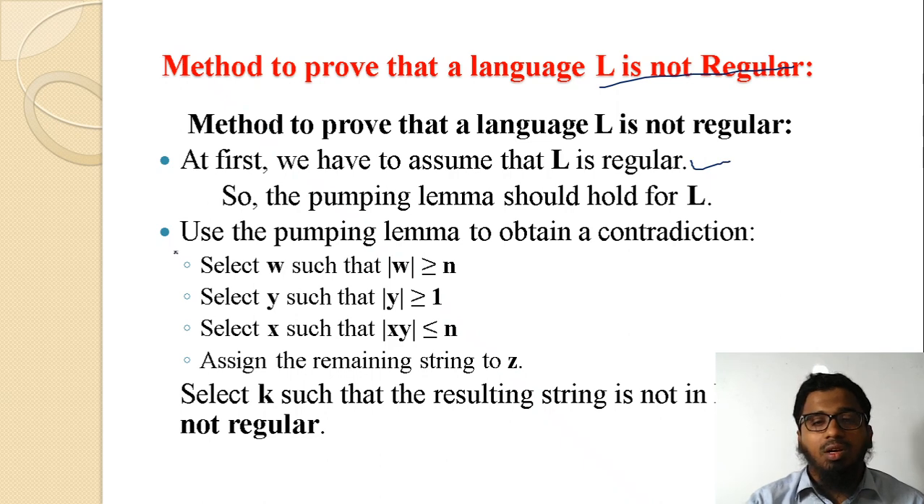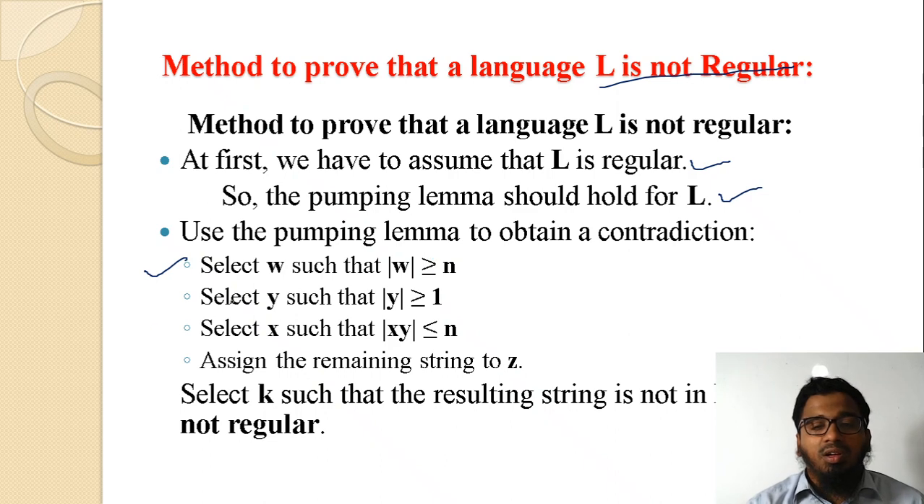First point: the pumping lemma should hold for L. Use the pumping lemma to obtain a contradiction. What is the contradiction? First, select w such that the length of w is greater than or equal to n.